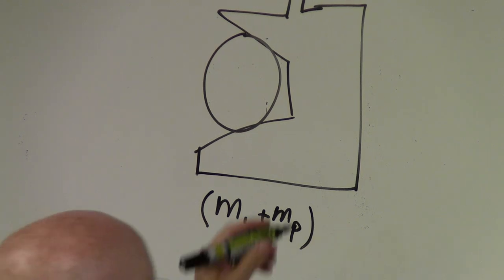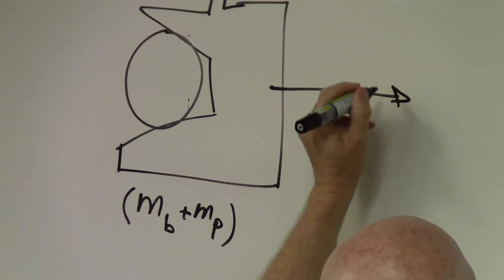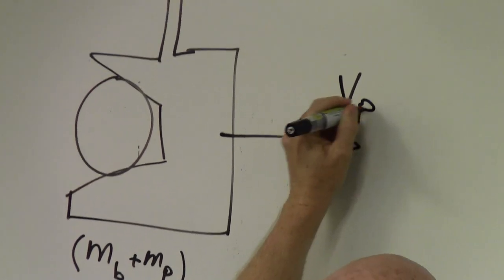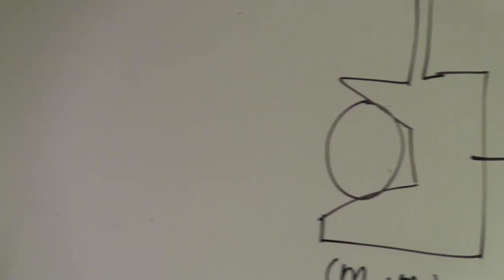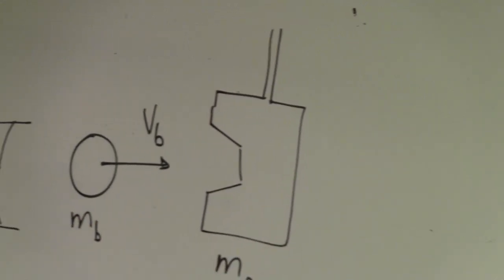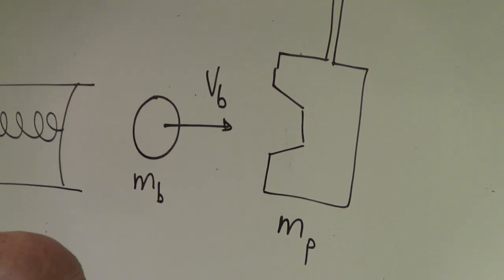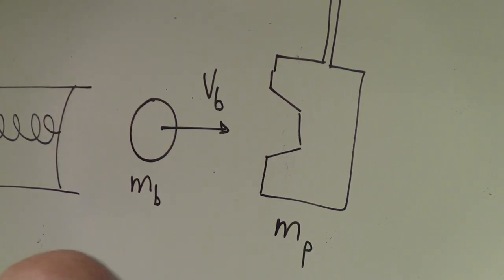And this object would go moving at some speed, let's call it V sub P, for the velocity of the pendulum. I'm sure you can imagine that speed would be a little bit less or a lot less, depending on how much mass this object is that it comes colliding into. But this is the first main principle I want to talk about.